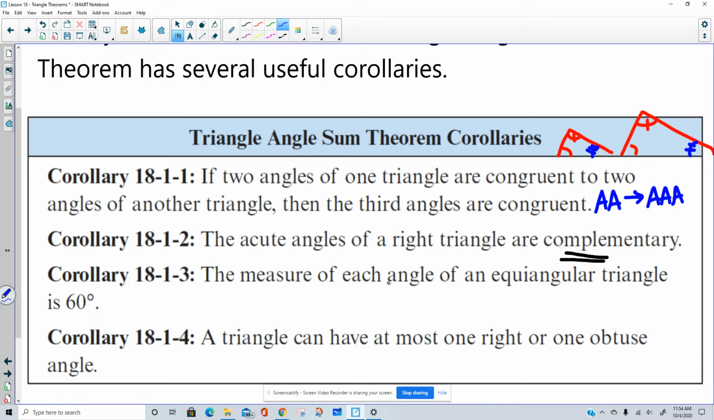Corollary 2, the acute angles of a right triangle are complementary. Let me draw a triangle right here. Right triangle. Because of the triangle sum theorem, if we have a right triangle, we've already taken care of 90 degrees. That means that the two acute angles, which are these right here, have to have a sum of 90 degrees. Corollary 3 is the measure of each angle of an equilateral triangle is 60 degrees.